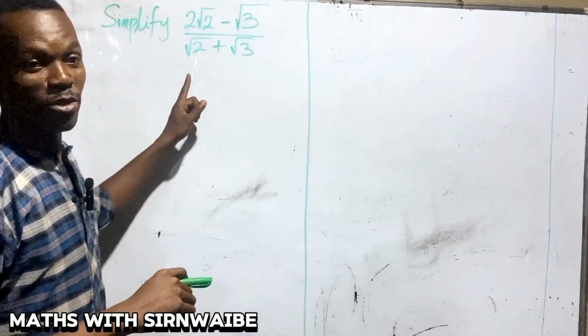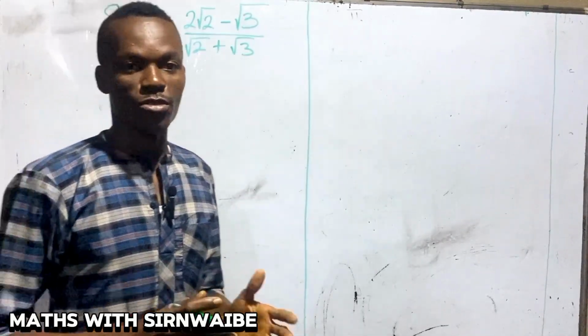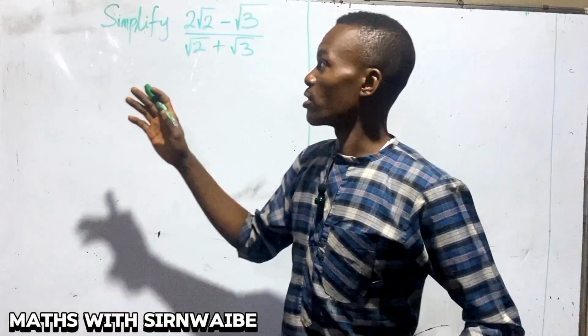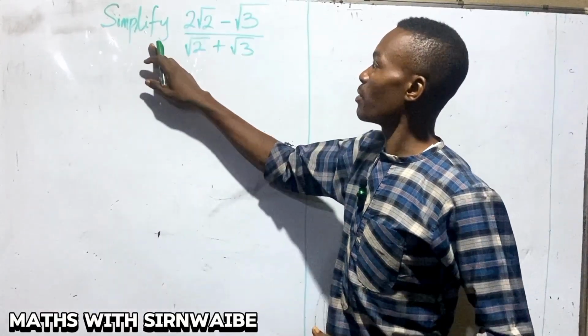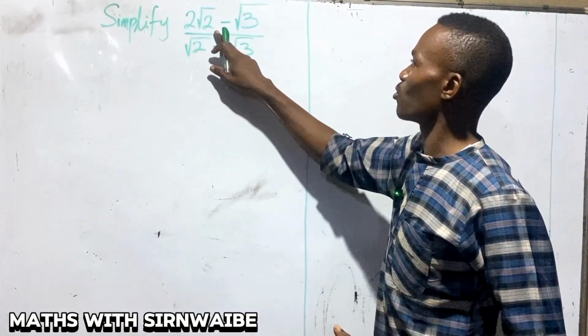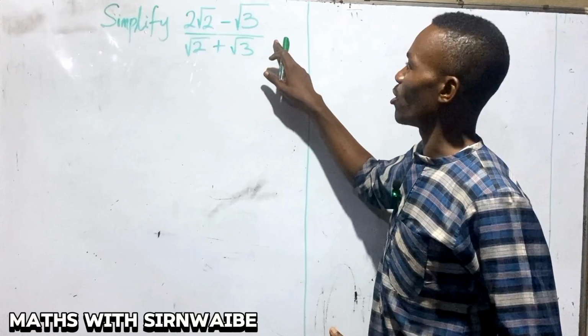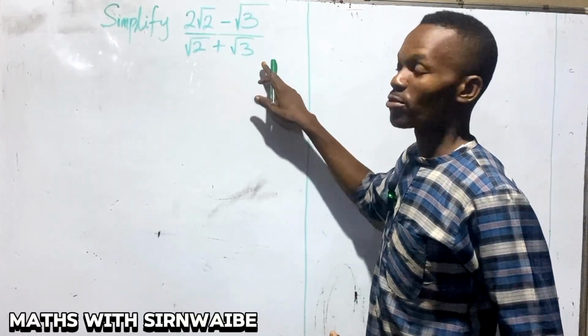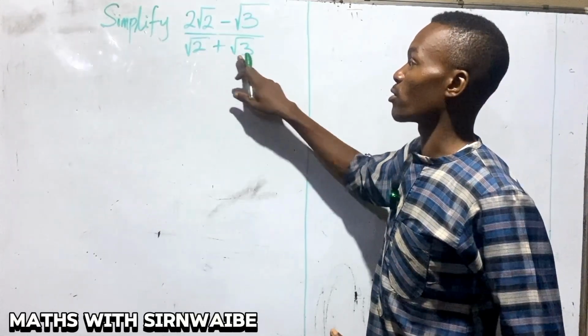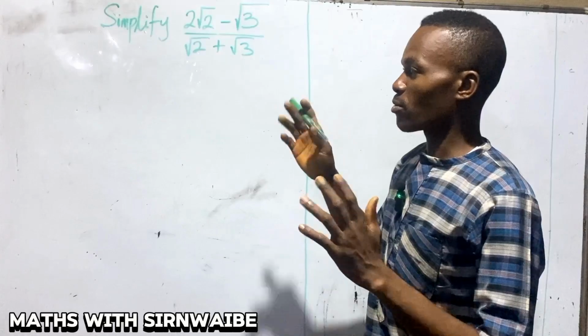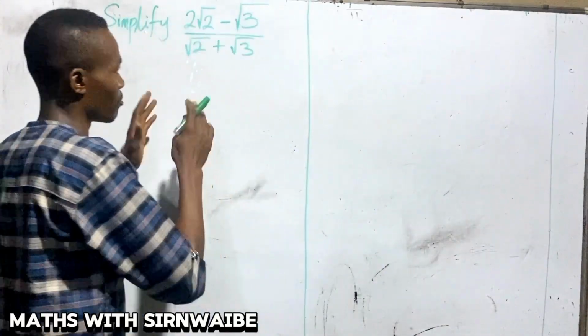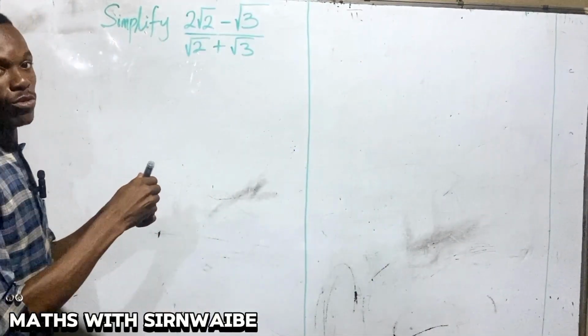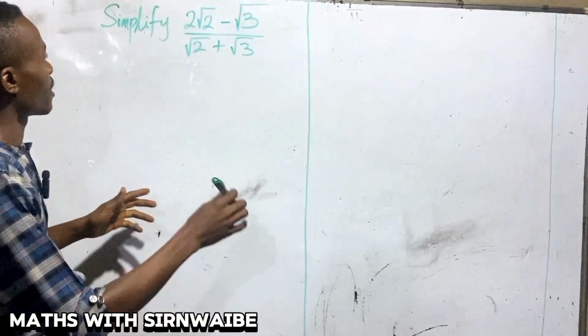Hi, we have a question on the board here we want to solve. It says simplify (2√2 − √3) all over (√3 + √2) plus √3. Now to solve this question, we have to rationalize it in order to get the answer.